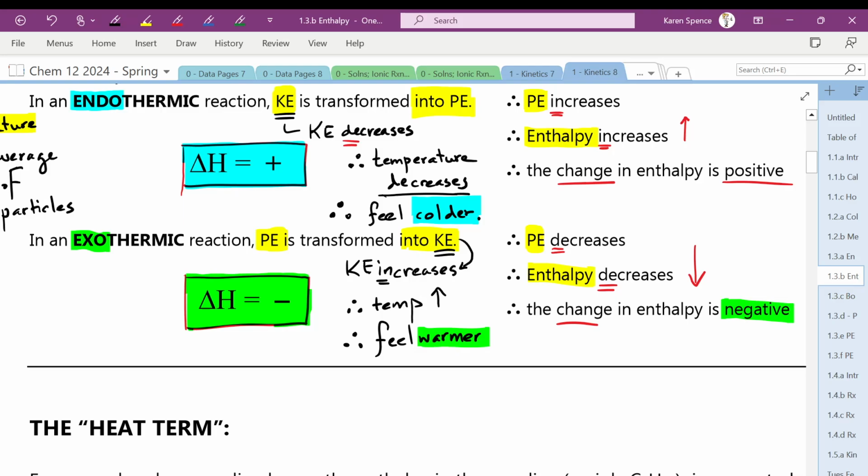And that is for an exothermic reaction. So can you think of any reactions which are exothermic? Any reaction at all that you may have seen many, many times in your life where you feel it and it's like, oh, that's warm. Fire. Yeah.